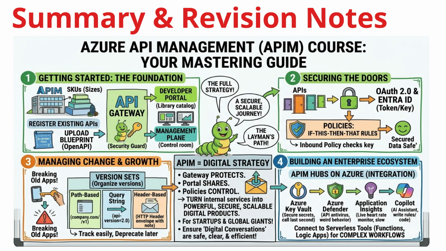To keep things from breaking as you grow, we mastered versioning, using paths, query strings, or headers to keep your apps running smoothly. Finally, we saw how APIM plugs into the full Azure ecosystem, using Key Vault for secrets, Application Insights for health monitoring, and AI-powered copilots to guide the way. In short, the gateway protects, the portal shares, and policies control. You're now ready to turn internal services into powerful, secure digital products.